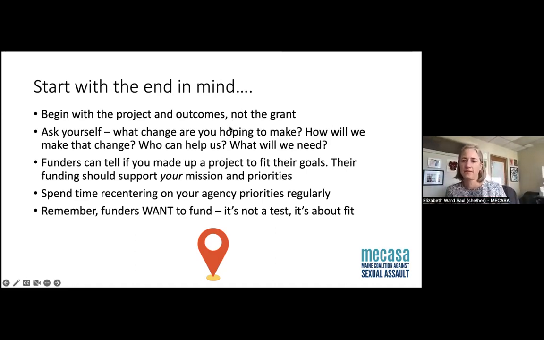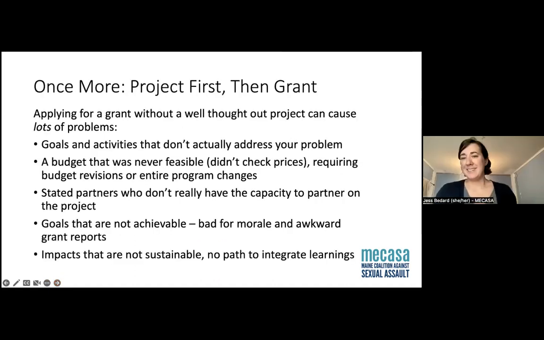All right. So at the risk of being too repetitive, once more, project, then grant. If you mix up this order and you're applying for a grant without a solid project, Elizabeth gave a good example, funders just may not choose you, right? Even if they do end up selecting you, you may have goals and activities that don't actually address your problem. And so even if you get funded, you aren't able to make the change you hope you might make in service of your goal.